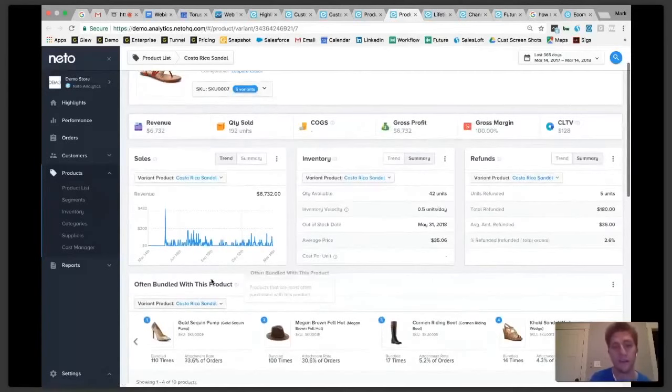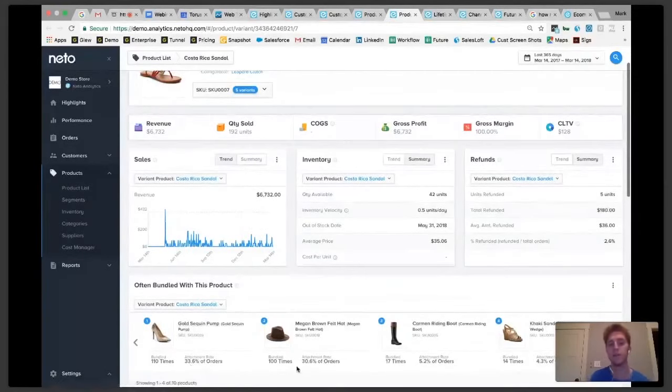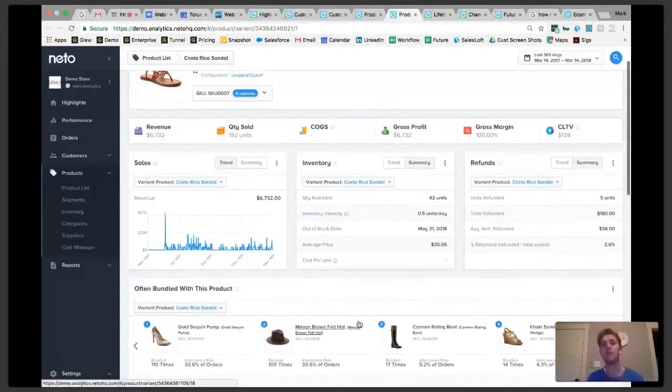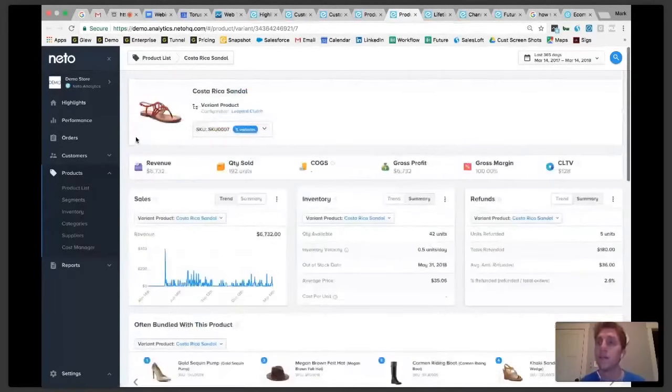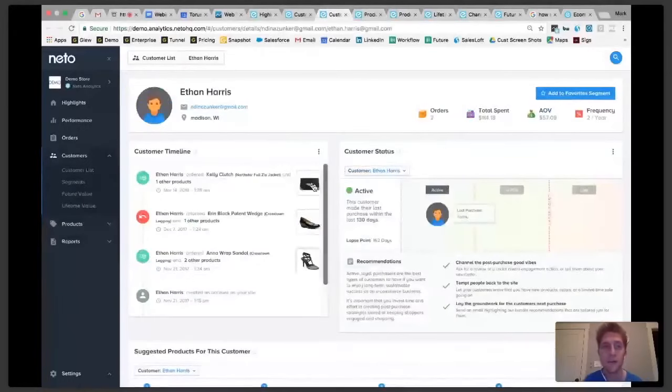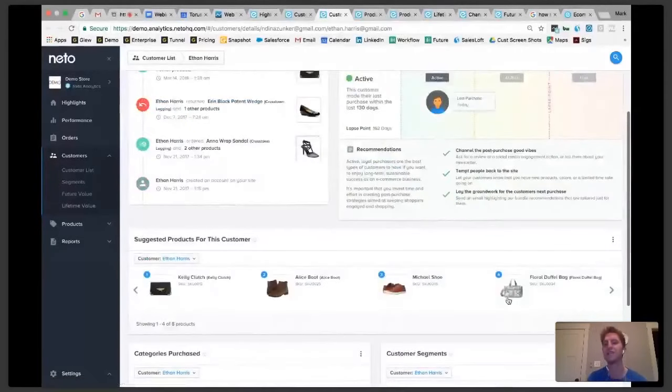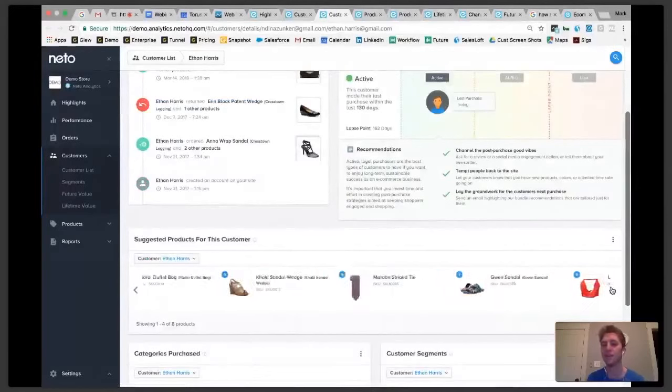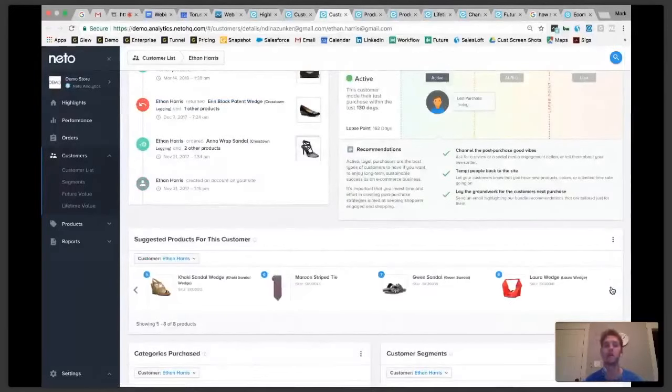When people buy the Costa Rica sandal, 33% of the time they buy the gold sequin pump, and 30% of the time they buy the Megan Brown felt hat. Knowing this, what Neto's engine does is it takes this product-level data and matches it up to the customer. So it'll look at, okay, well, Ethan bought the high heels and the purse, hopefully for his wife, Ethan. But we're also going to match this up directly with the products that Ethan has the highest probability of purchasing.